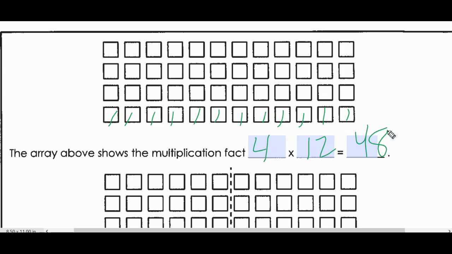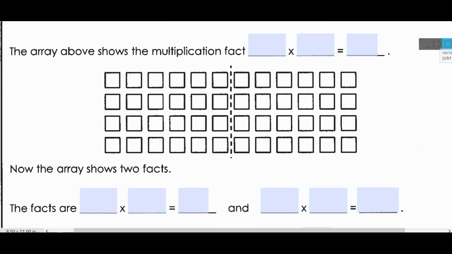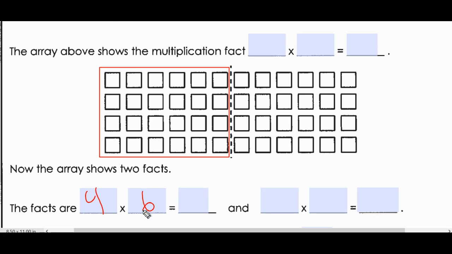So I'm on page 3, I think, right? So they broke it apart. They broke it apart here. Okay, so how many rows for that section? 4. How many in each row? 6. In this section, how many rows there? 4 as well, and how many in each row? 6.